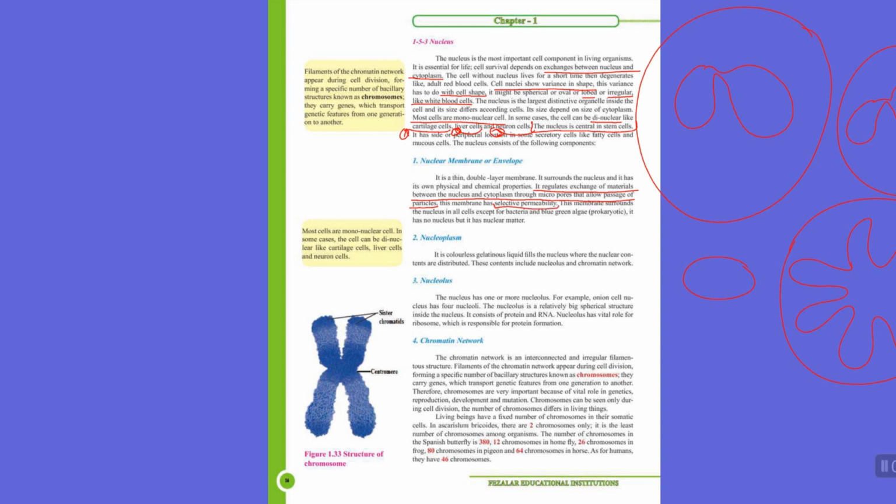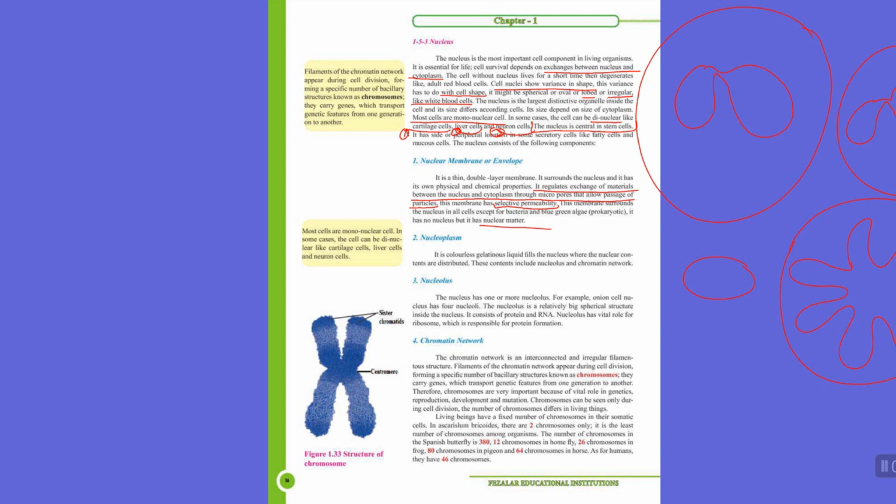You may remember we studied 4 types of membranes. So when asked to give an example for this kind of membrane, selectively permeable, the example is the nucleus. Selective permeability means allows passage of some materials but not others. This membrane surrounds the nucleus in all cells except for bacteria and blue-green algae, prokaryotic. We know prokaryotic cell genetic material is not covered by membrane, so they have no nucleus, but they have nucleoid. It has no nucleus, but it has nuclear matter just.